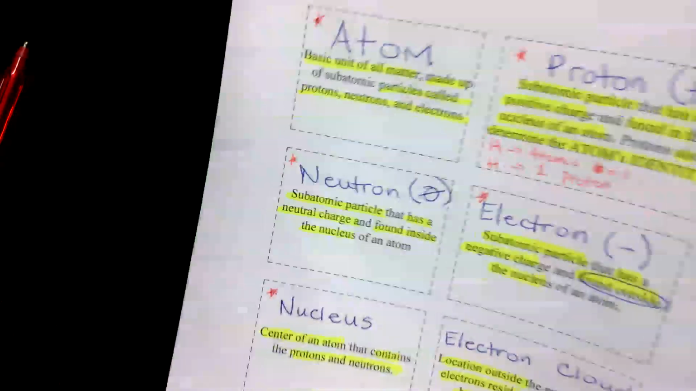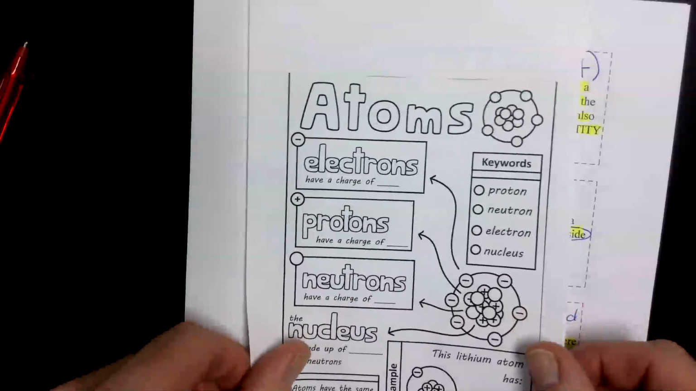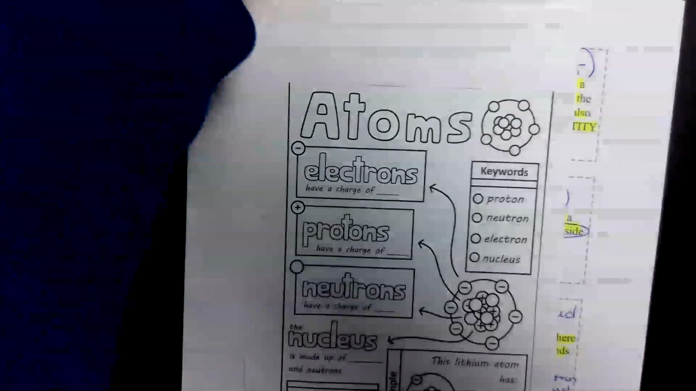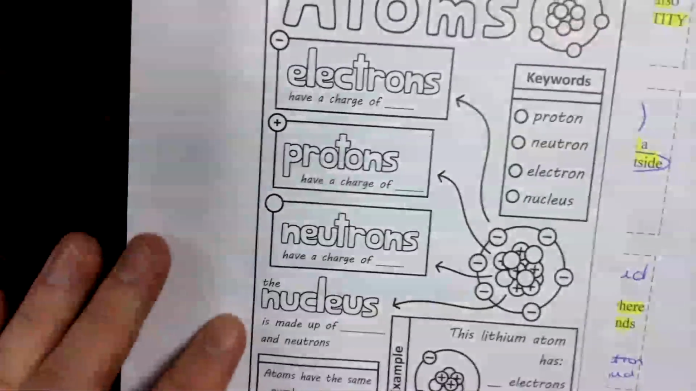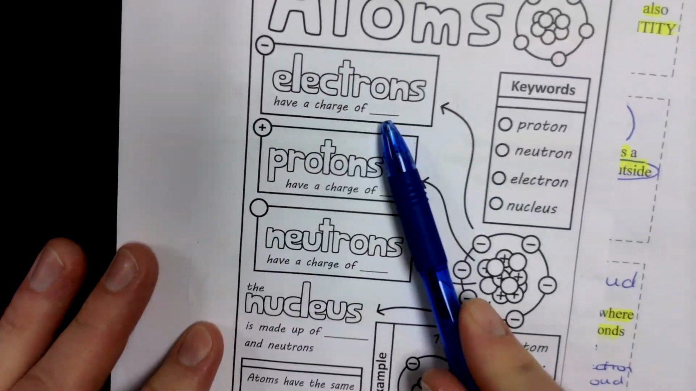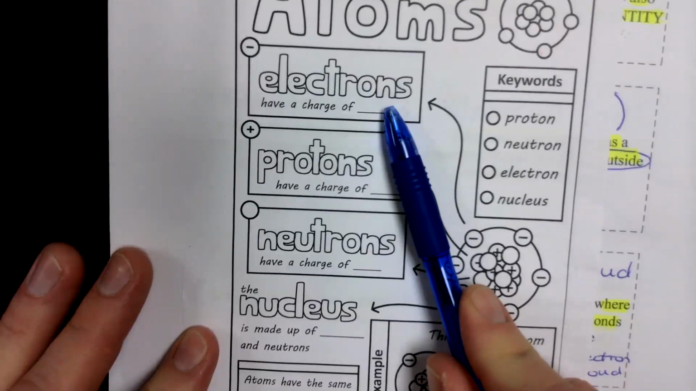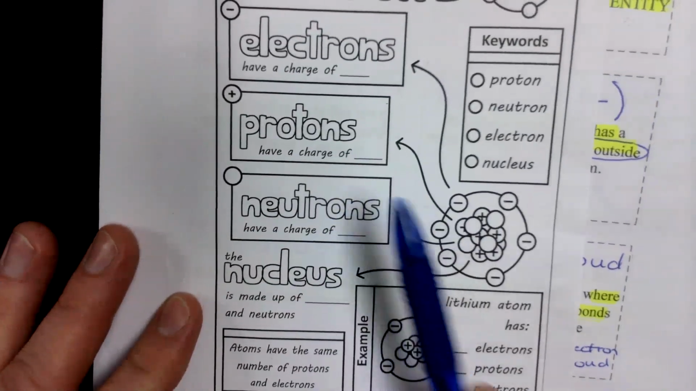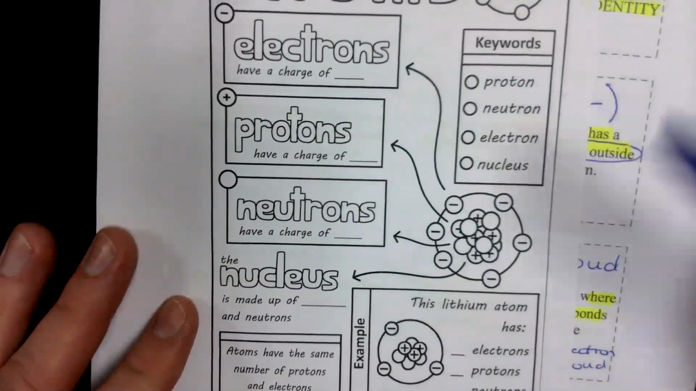All right. So just to hit home what we talked about in the last one, I gave you this. When you're done with this, you're actually going to glue this into the next page of your notebook. But I want you to fill this part out real quick. Yes? Tell me the charge of an electron. Tell me the charge of a proton. Tell me the charge of a neutron. Yes? I'm not going to do this in this video. You're going to do this.